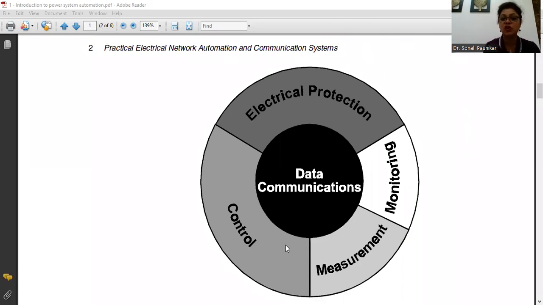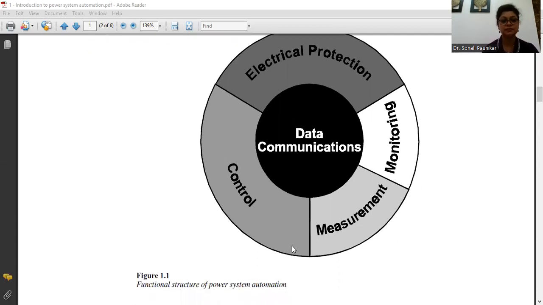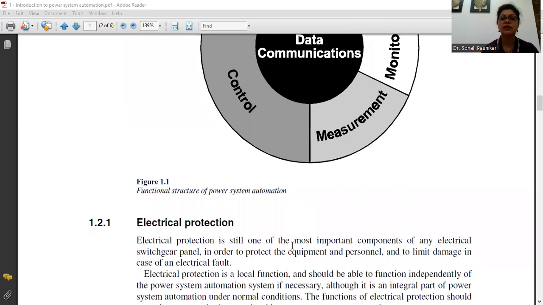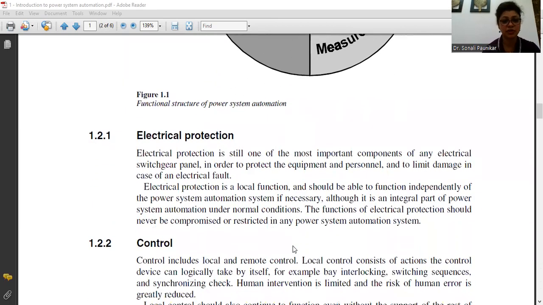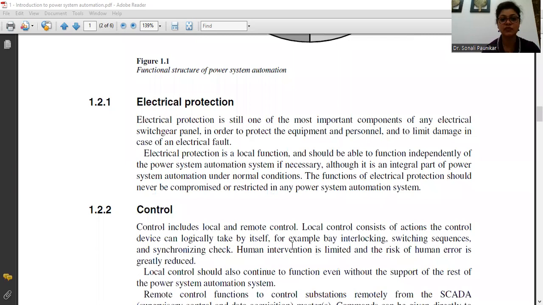This is the figure of the power system automation that we have seen in the circle diagram. First is the electrical protection, monitoring, measurement, control, and the data communication. Then what is meant by the electrical protection? We will see one by one.